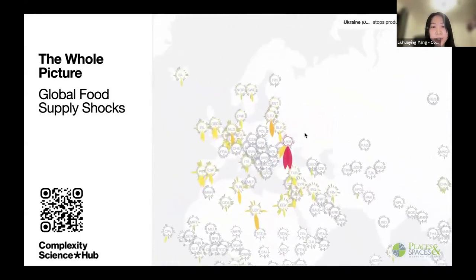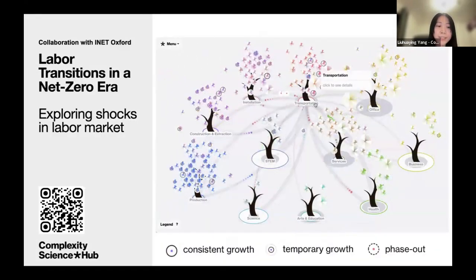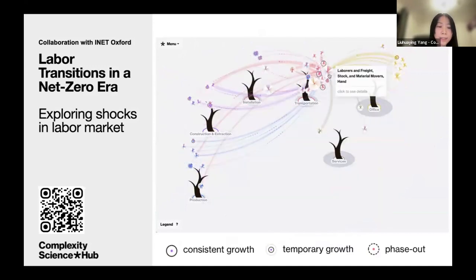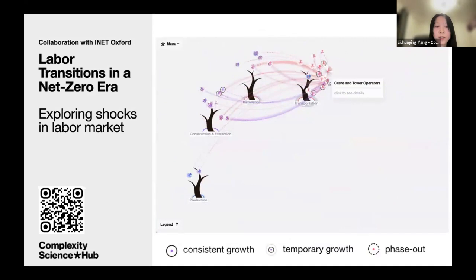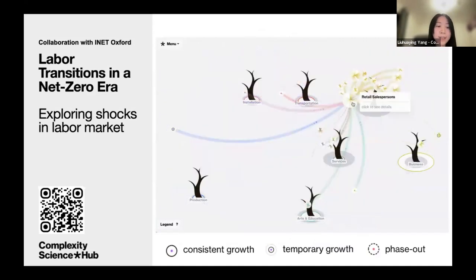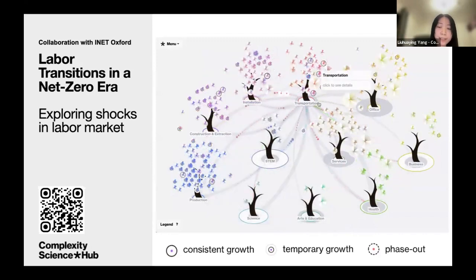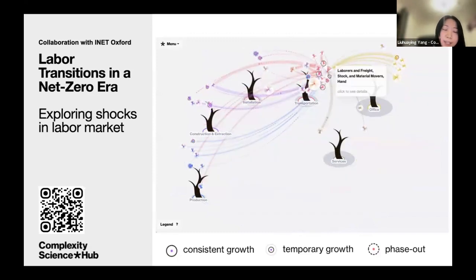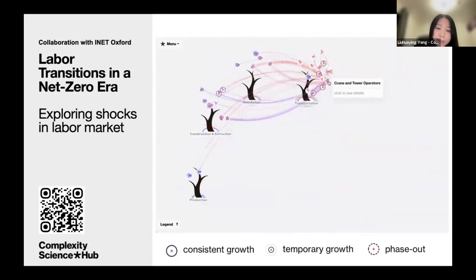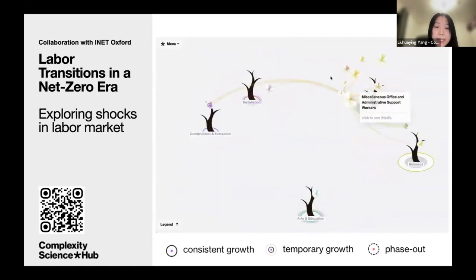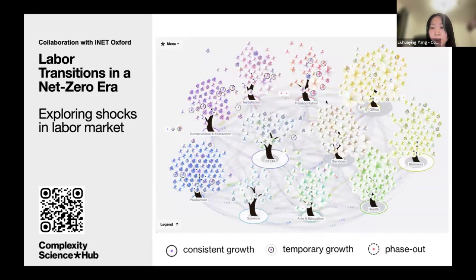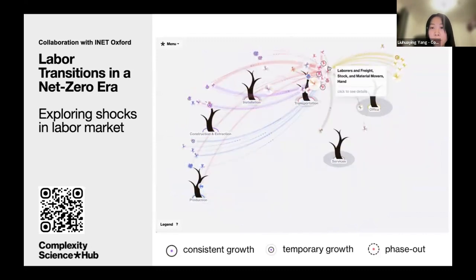Another project I want to share is a network visualization for job transitions. This shows shocks in the labor market, where each type of job is represented as a tree leaf here. You can see some jobs we identified will grow consistently in the future, and some just temporarily. Of course, some jobs will be phased out in the future. This helps us illustrate how workers can switch between jobs if demand changes in their labor market.